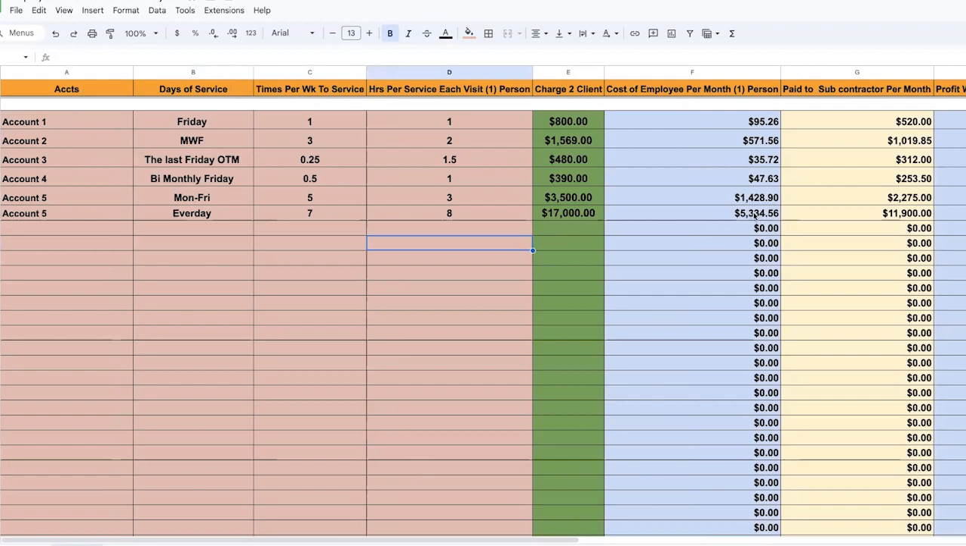If I were to pay an employee, it's $5,334.56 that's going to go to the employee. Subcontractors, $11,000.